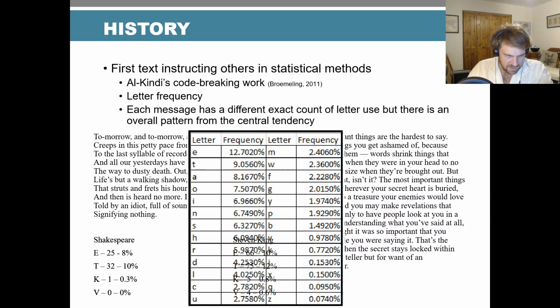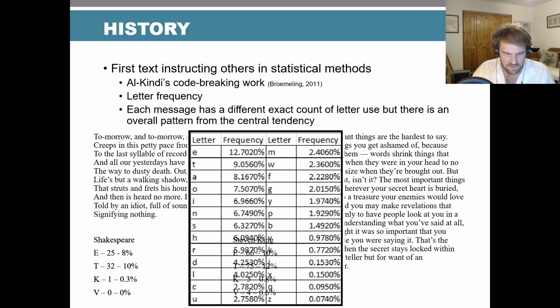K, where's K? Oh, it's here. You can't see it because I didn't make this thing go away. But it's right here. It's about 0.8% of the text would be a K, and a V is right here above it. 0.9, sorry. 0.9 or 1% of the text is a V.